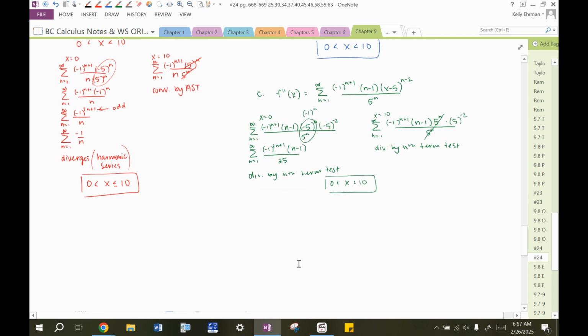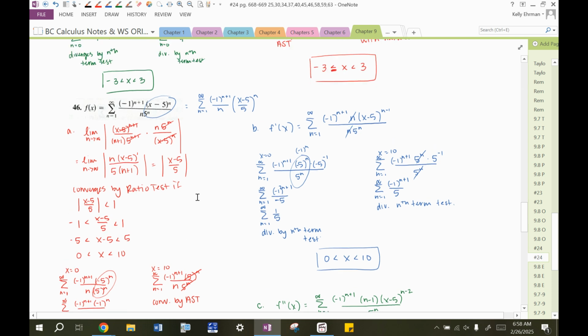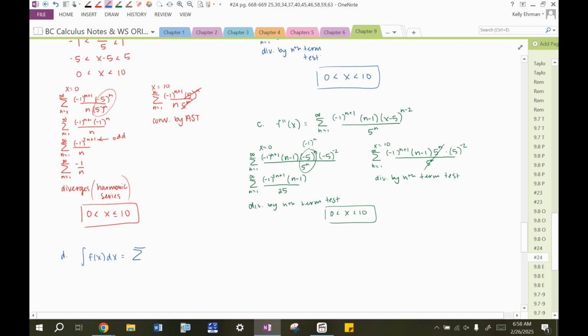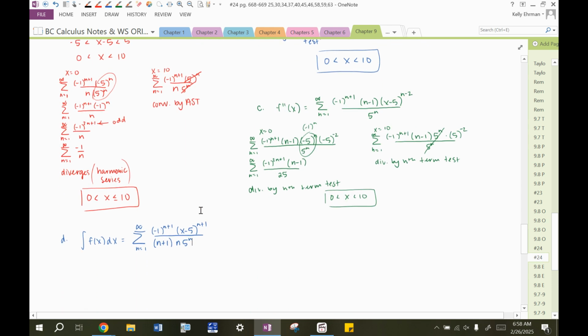And then we need to do the integral. So part D, the integral of f of x dx. So let me remind myself what this was here. All right, so we would have the sum from 1 to infinity. So there'd be a negative 1 to the n plus 1. X minus 5 will now be to the n plus 1. It will need to get divided by its new exponent. And you already had down there n times 5 to the n. So if I keep it separate like that, I don't have to think about u sub.